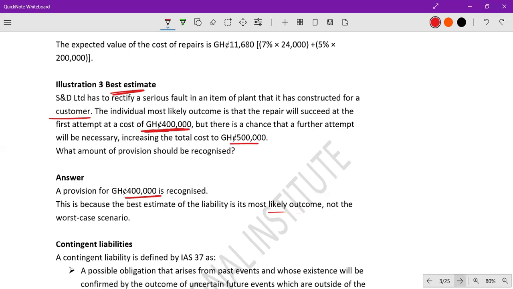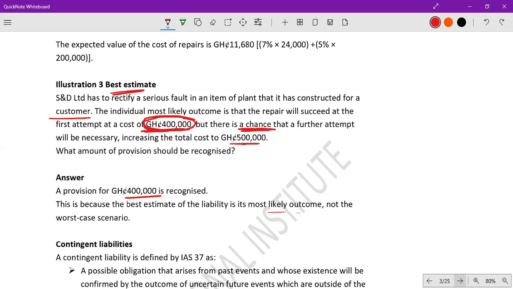So there's a possibility. They said that there is a chance for a further attempt. Whether the chance will be available or not, we don't know. But it is always that the repair will succeed. So the best estimate we can talk about should be the one that is most likely, which is the 400,000.